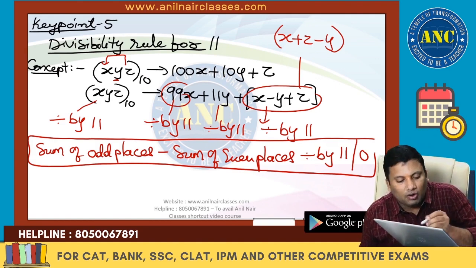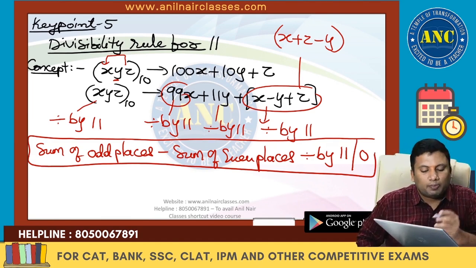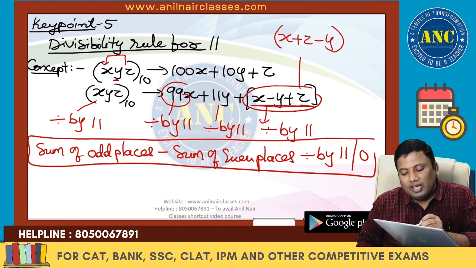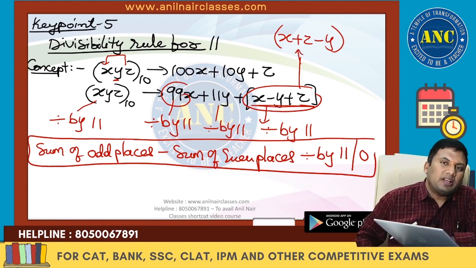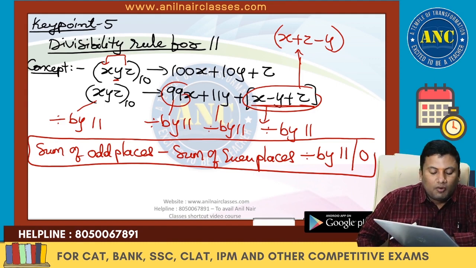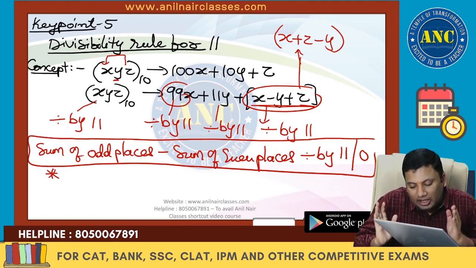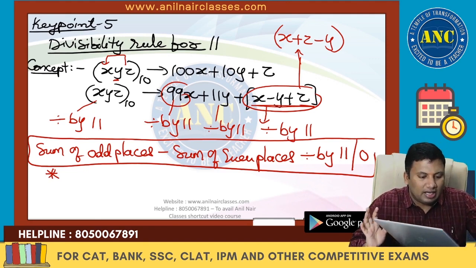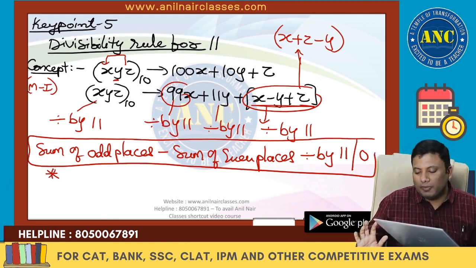Either if it is 0, 99 is divisible by 11, 11 is also divisible by 11. So 0 means the right hand side is perfectly divisible by 11, or otherwise this should be divisible by 11. This is X minus Y plus Z, which is X plus Z minus Y. X plus Z is the sum of odd places, Y is the even place. Sum of odd places minus sum of even places should either be divisible by 11 or give a difference of 0. I hope this concept is clear. This is method 1: sum of odd places minus sum of even places should be divisible by 11 or 0.